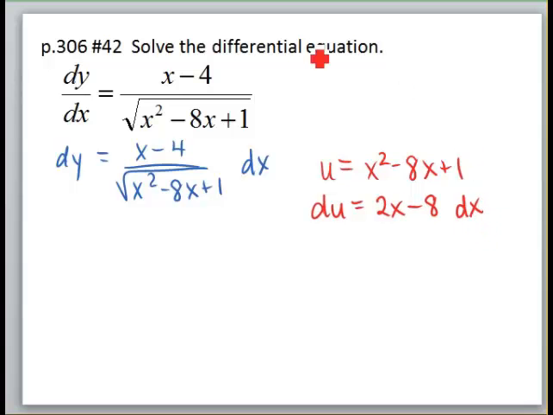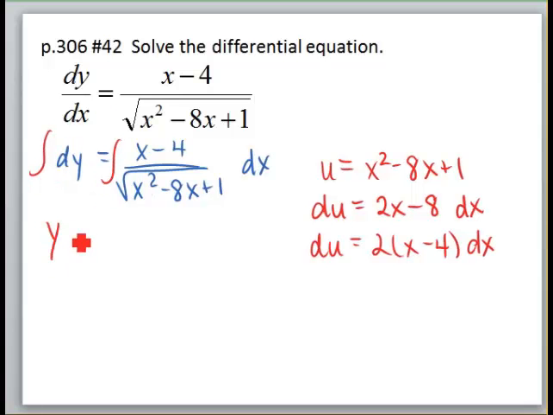Now, if you start to look at what you have, you need an x minus 4. Well, I can actually see an x minus 4 here if I just do some factoring. So what I actually want to do is rewrite this now because I was integrating both sides. So the integral of dy would be y. And the integral here, well, I haven't integrated it yet. I need to go ahead and rewrite this.